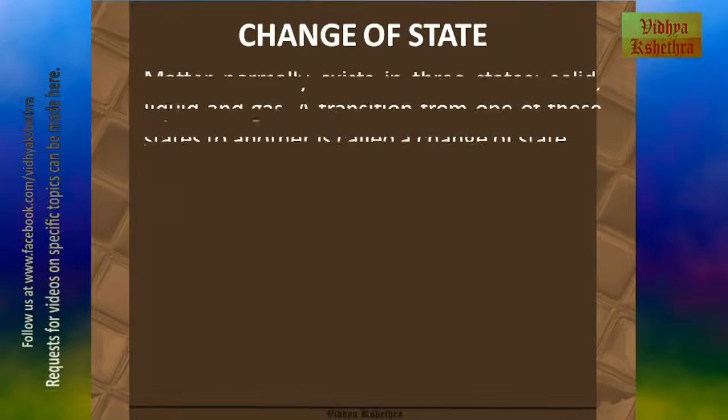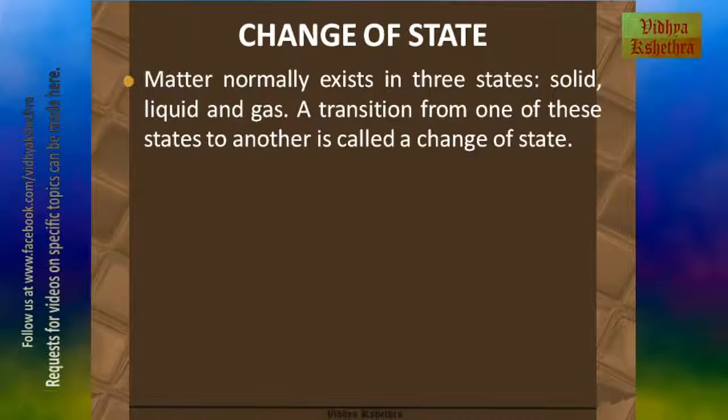Now change of state. Matter normally exists in three states. We all know that matter has got three states, which are solid, liquid and gas. A transition from one of these states to another is called a change of state.